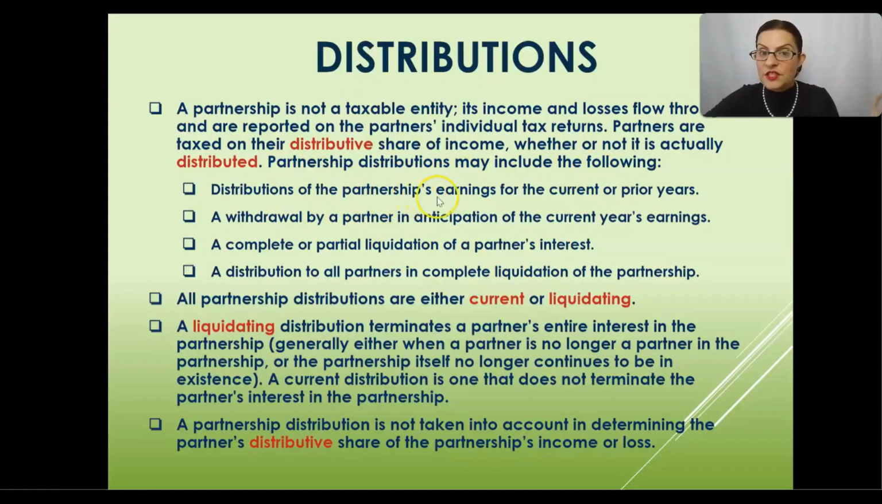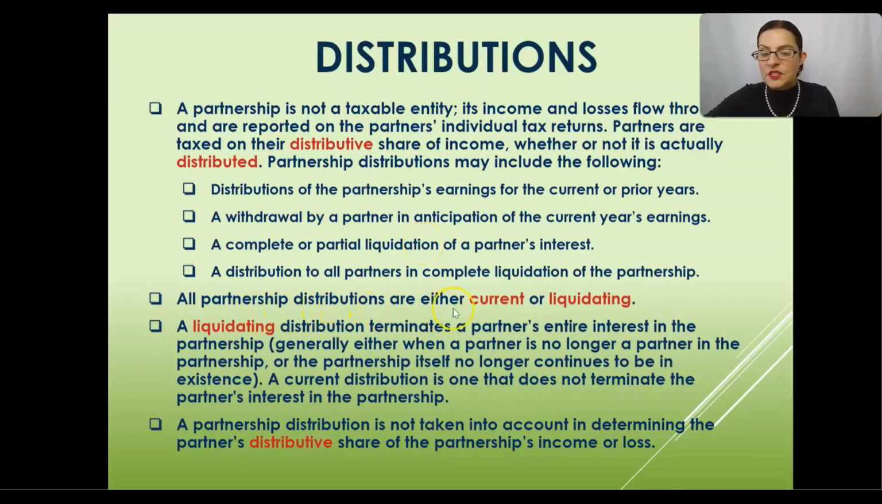Partnership distributions may include the following. Distributions of the partnership's earnings for the current or prior years. A withdrawal by a partner in anticipation of the current year's earnings. A complete or partial liquidation of a partner's interest. And a distribution to all partners in a complete liquidation of the partnership. These are all different types of partnership distributions. This is when a partner is receiving money or property from the partnership. It's getting distributed to them.